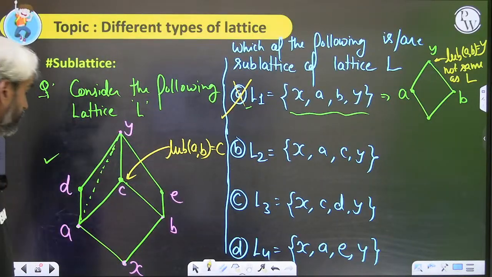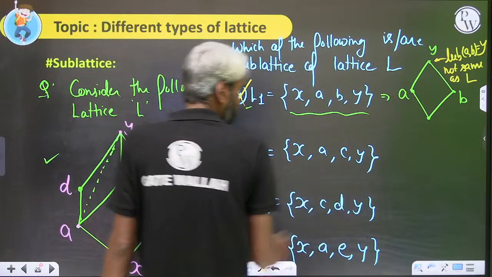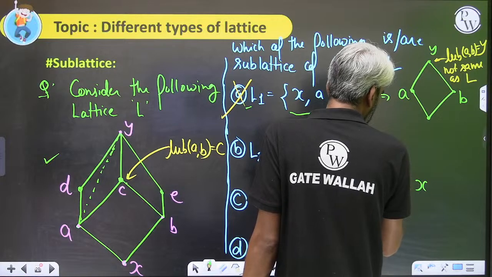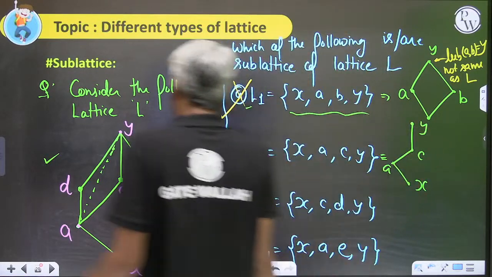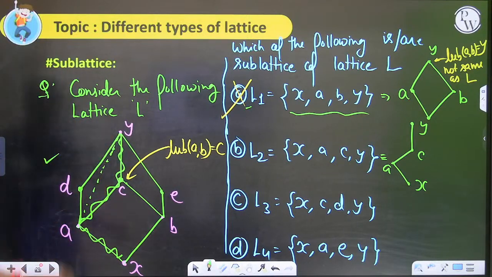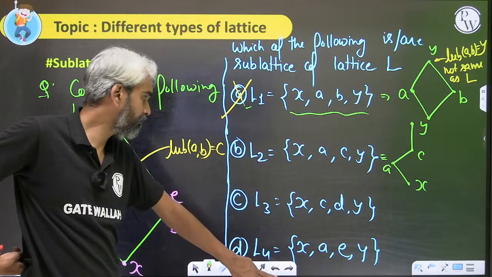Let's look at the second one. So what will happen with respect to this? This is your X. X relates with A, relates with Y. So here also X, A, C and Y are on the same line. So in the subset also they will appear in the same manner. X, A, C, Y will be on the same line.